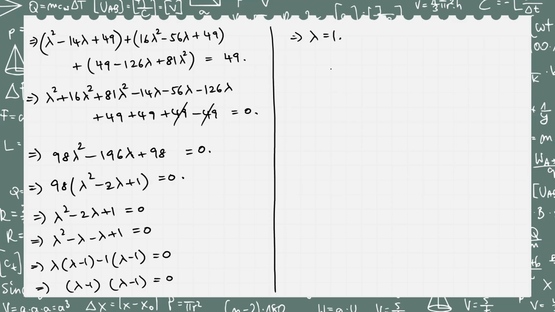Now we know lambda's value, so we can rewrite our P's value. What was our P? P was originally lambda minus 5, 4 lambda minus 3 and 6 minus 9 lambda. Now we can put the value of lambda here. 1 minus 5 is minus 4, 4 into 1 is 4, 4 minus 3 is 1, 6 minus 9 will be minus 3. So point P is minus 4, 1, minus 3.